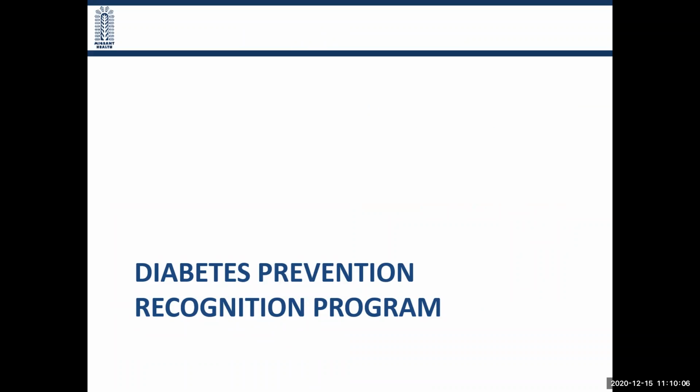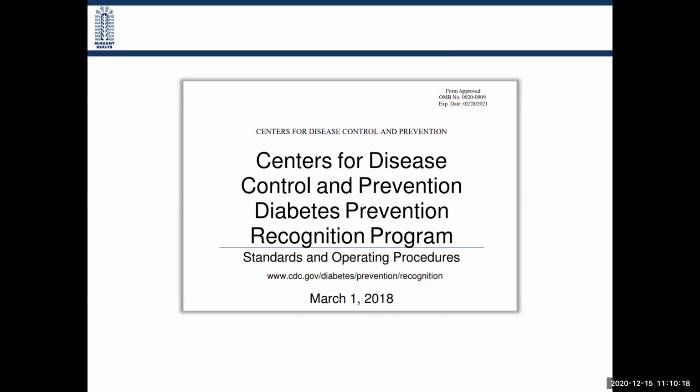So I'm going to transition to the Diabetes Prevention Recognition Program. This is essentially the accreditation program for diabetes prevention programs, and it's put out by the CDC. The guiding document for the Diabetes Prevention and Recognition Program are these standards released by the CDC. You can see they came out in 2018. And then up in the right-hand corner, you can see that they're set to expire this coming year. So we're expecting a new set of standards to be coming out soon.